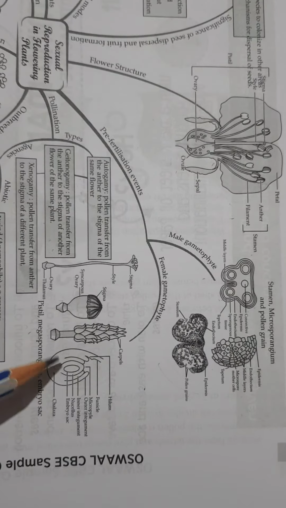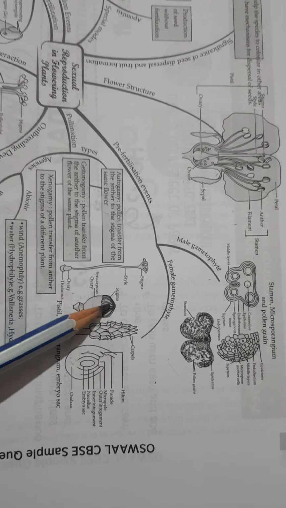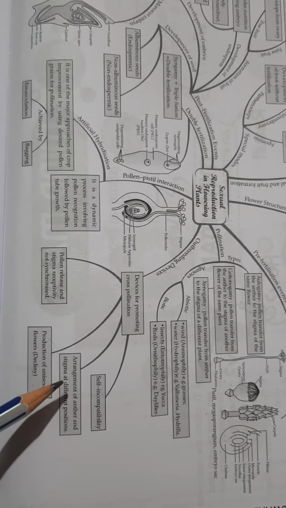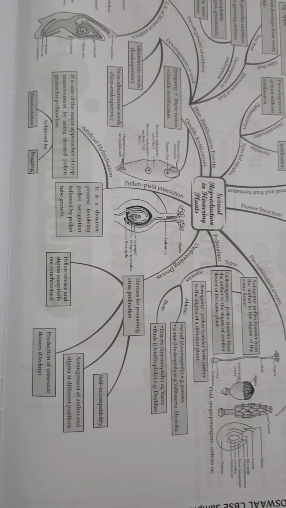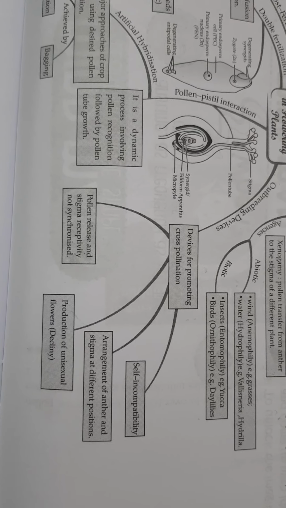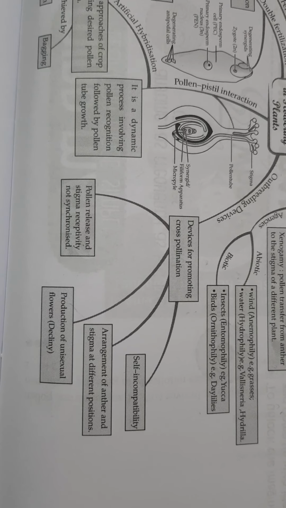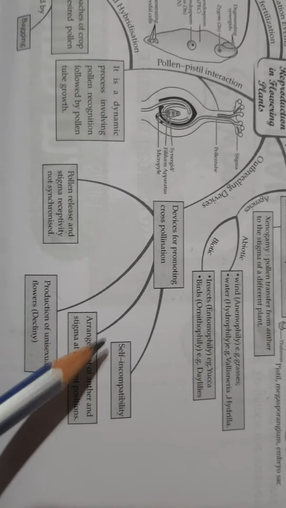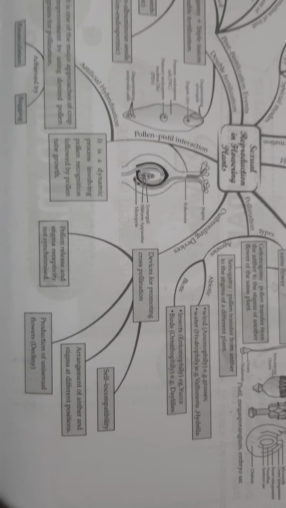Then, when we talk about ovaries, there are two types, syncarpous and apocarpous. Syncarpous is where the carpels are fused, and apocarpous is where they are free. Then we can see the different devices which promote cross-pollination. Self-incompatibility prevents self-pollination. Anther and stigma are arranged at different positions so that they cannot self-pollinate. In some plants, only unisexual flowers are produced. It can also be that pollen release and stigma receptivity are not synchronized, meaning they occur at different time periods.